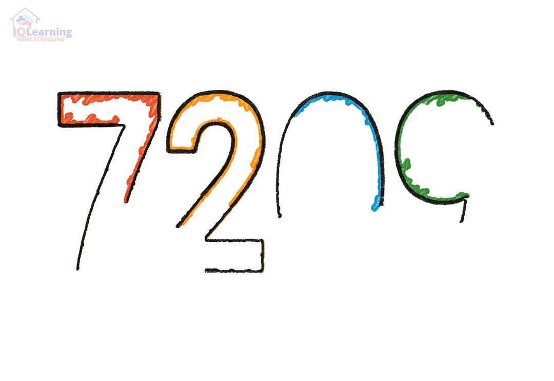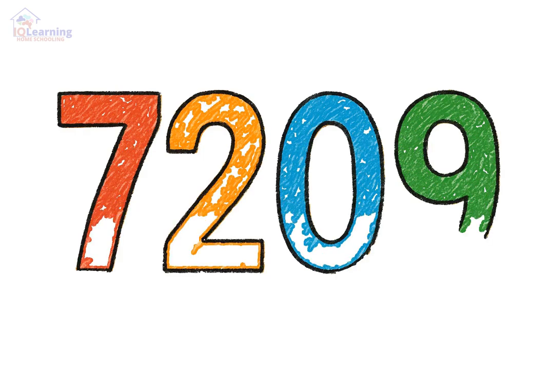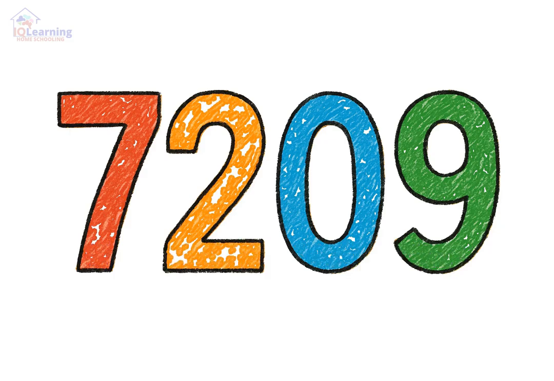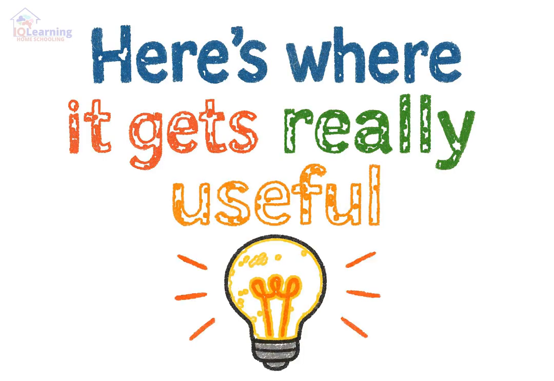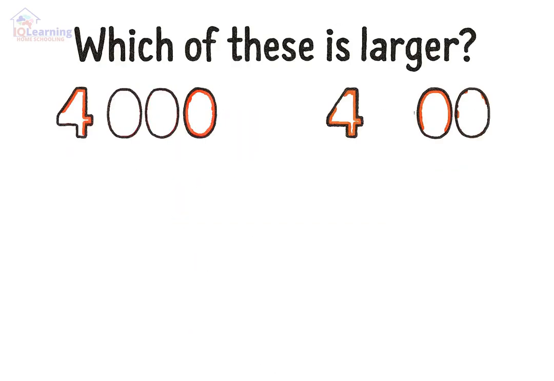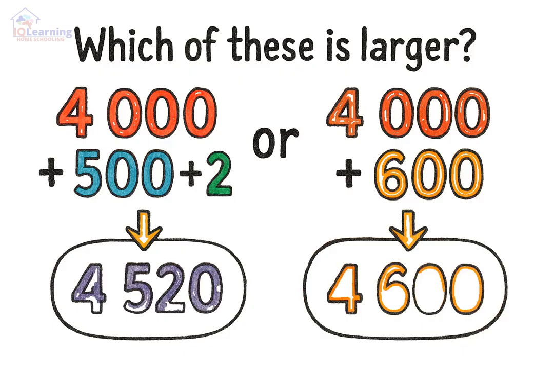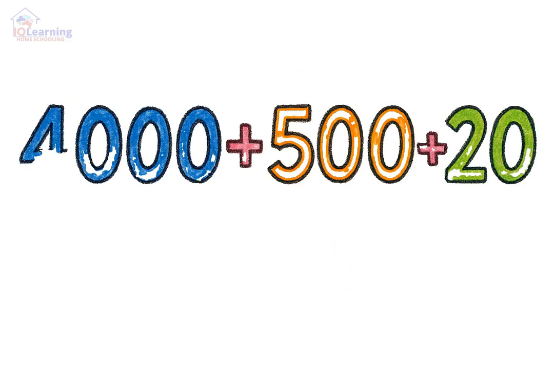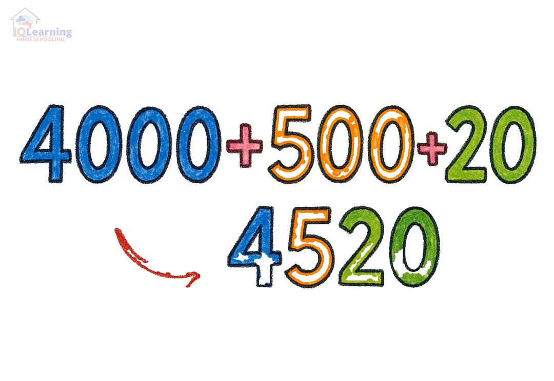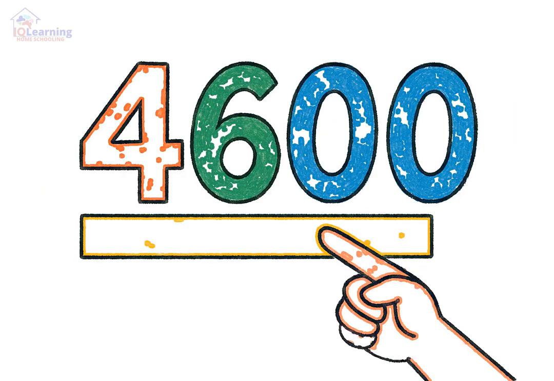7 in the thousands place, 2 in the hundreds, a 0 holding the tens place, and a 9 in the ones, 7,209. Here's where it gets really useful. Which of these is larger? 4,000 plus 500 plus 20, or 4,000 plus 600? The first one squishes back together to become 4,520. The second one is 4,600.